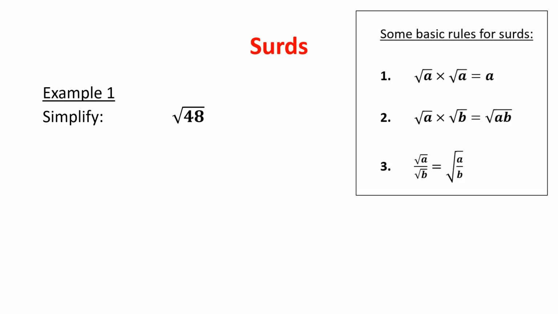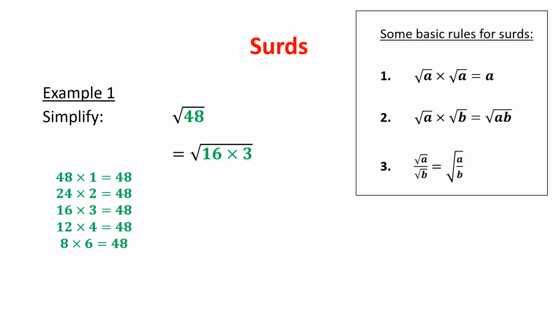Right, let's get into some examples and show you these rules in action. Let's simplify the square root of 48. We know 48 can be made up of 16 times 3. Now, I went through all my factors of 48, and I picked 16 because I know I can square root 16. I could have also picked 4, but I'm looking for the biggest number possible.